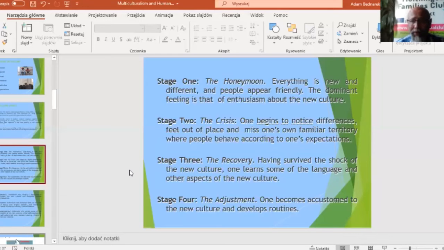You've survived the shock of a new culture. You learn some of the language and the other aspects, and you start functioning normally. And by functioning normally, certain elements from stage two start naturally disappearing, and you go into stage four, which is the adjustment. One becomes accustomed to the new cultural element or surroundings and starts developing routines. And once the society accepts you behaving within that culture in what they deem acceptable, you're accepted.